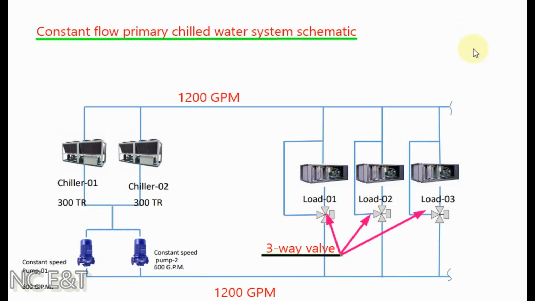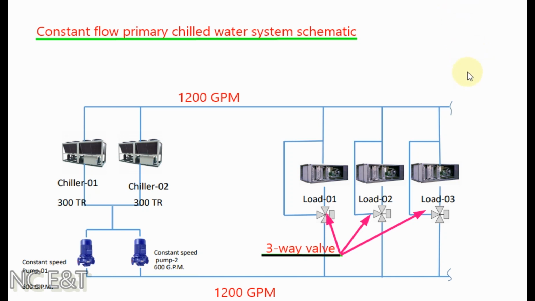There are three major components of the constant flow chilled water system. Number 1 is the constant speed chilled water pump, number 2 is the chiller, and number 3 is the air handler, that is AHUs and FCUs. All these components are connected together by a loop of chilled water piping.